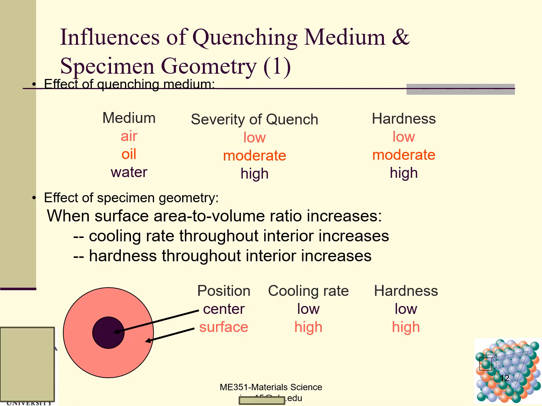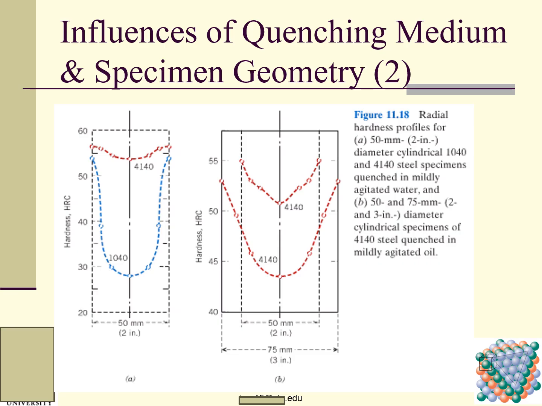Position, center and surface: the cooling rate is low and high, right? It is understandable. And hardness is low and high. The surface has a higher cooling rate, and the center has a lower cooling rate. Any questions regarding this slide? No question? We move on to the influence of quenching medium and specimen geometry.